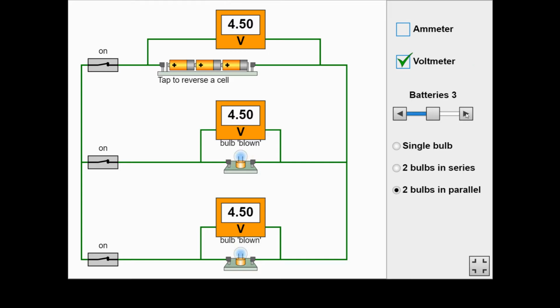Again, if I increase the number of batteries, I cause issues to my bulbs. If I decrease the number of batteries, the potential difference decreases. I won't add any more bulbs in.